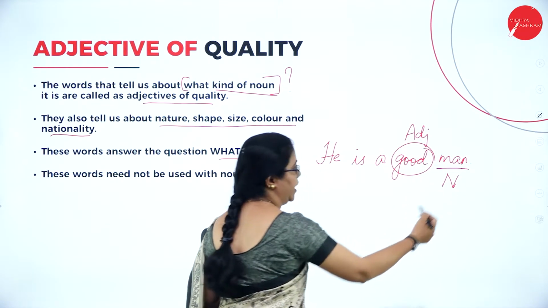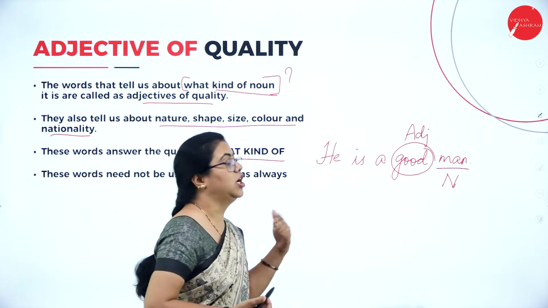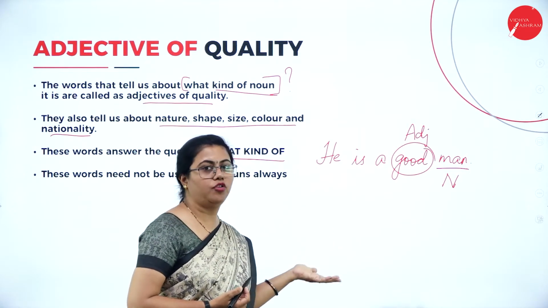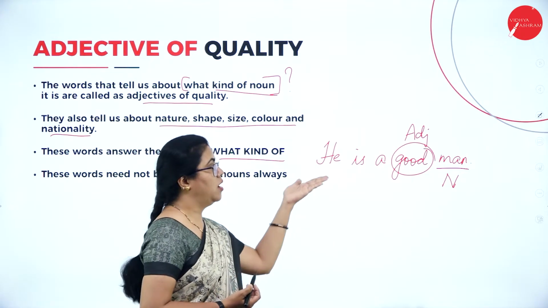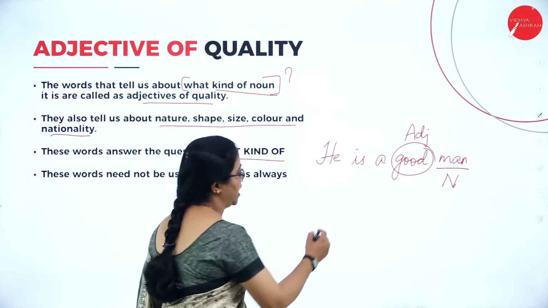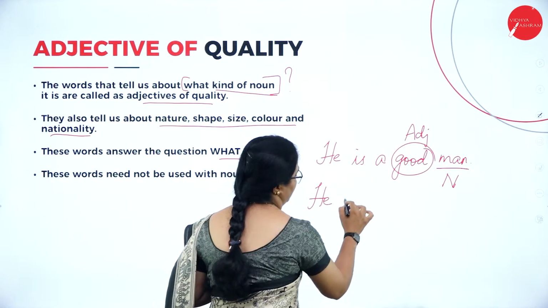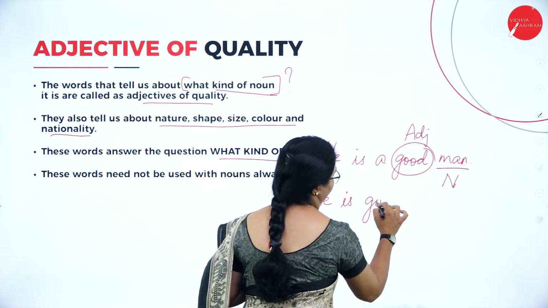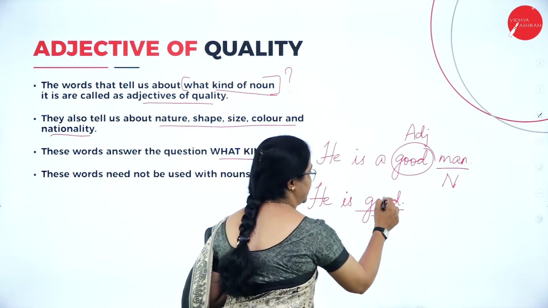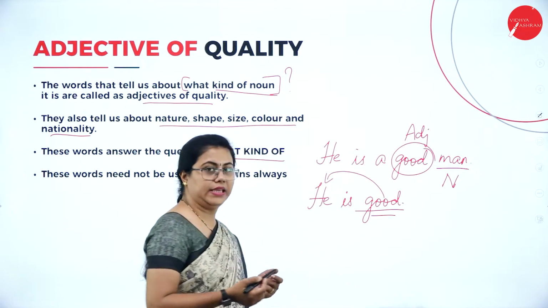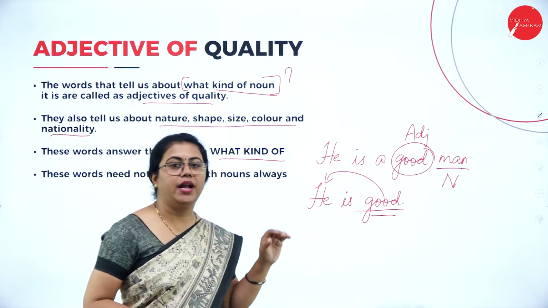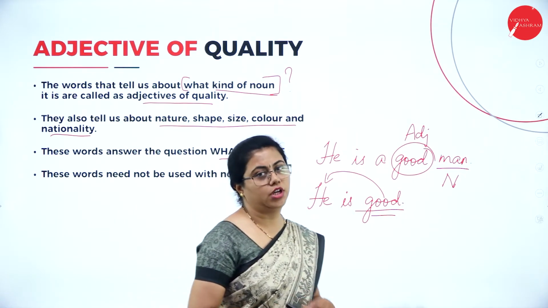What kind of man is he? He is a good man. So good is describing the word man, and what kind of is the question it is answering. So good comes under adjective of quality. Suppose I stop the sentence here only. He is good. Here this word is describing the pronoun he. Fine. So good becomes an adjective and it is an adjective of quality.